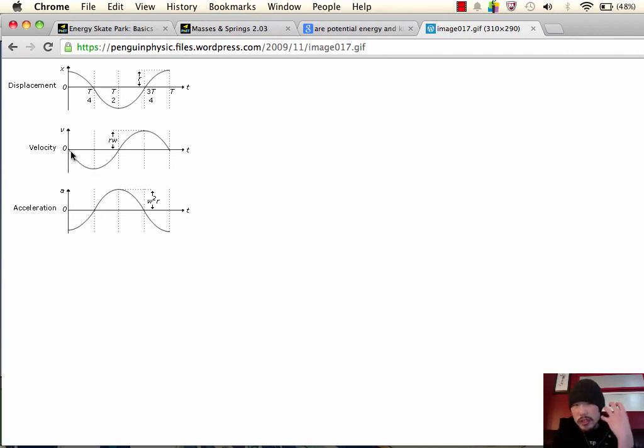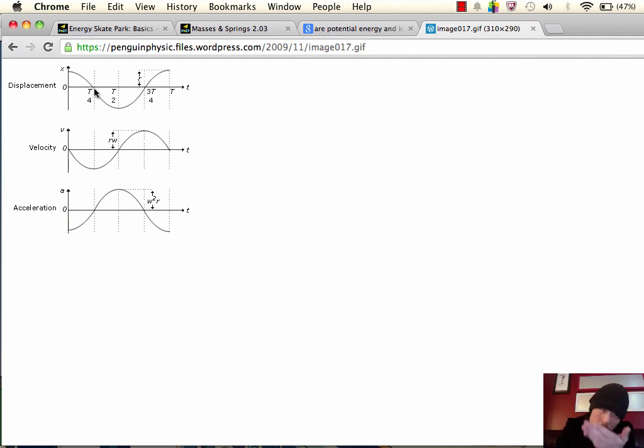The magnitude, the number itself is increasing until we get to right here. It looks like the highest velocity. And we should know that at the highest velocity, the object has the lowest height or the lowest potential energy. And we can see that here. Okay? When it's at its greatest velocity, it's at its lowest point.